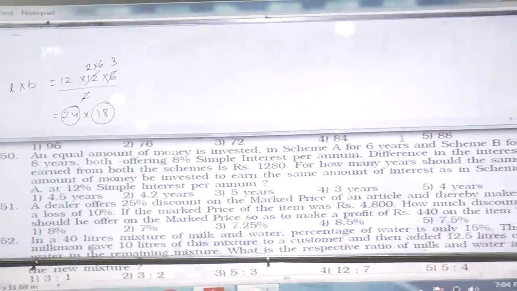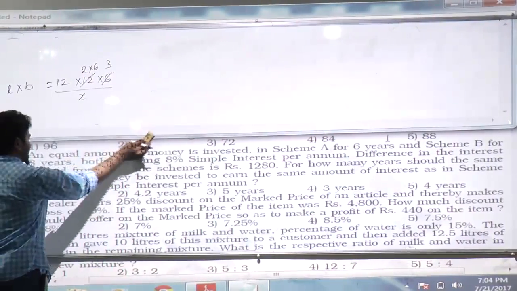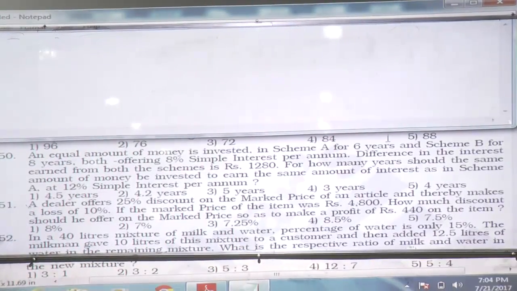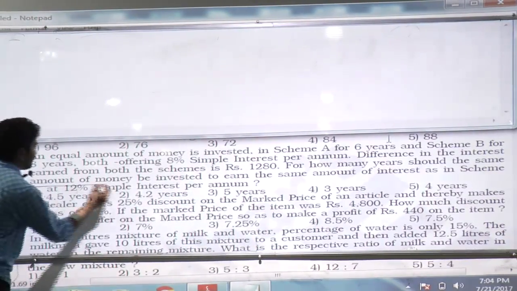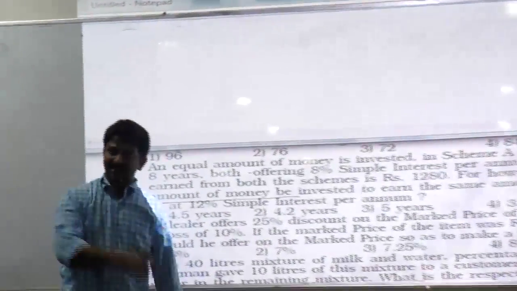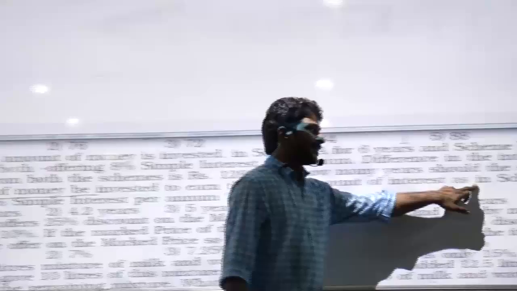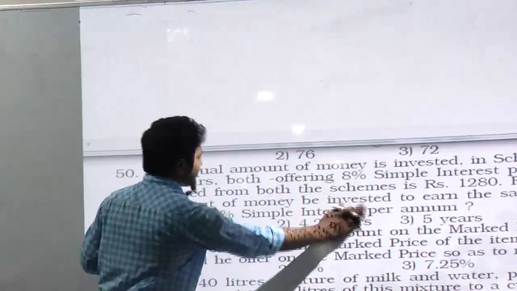Question 50: an equal amount of money is invested in scheme A for 6 years and in scheme B for 8 years, both offering 8% simple interest per annum. The difference in the interest earned from both the schemes is 1280. For how many years should the same amount of money be invested? Principal is same, to earn same amount of interest in scheme A at 12% simple interest per annum.